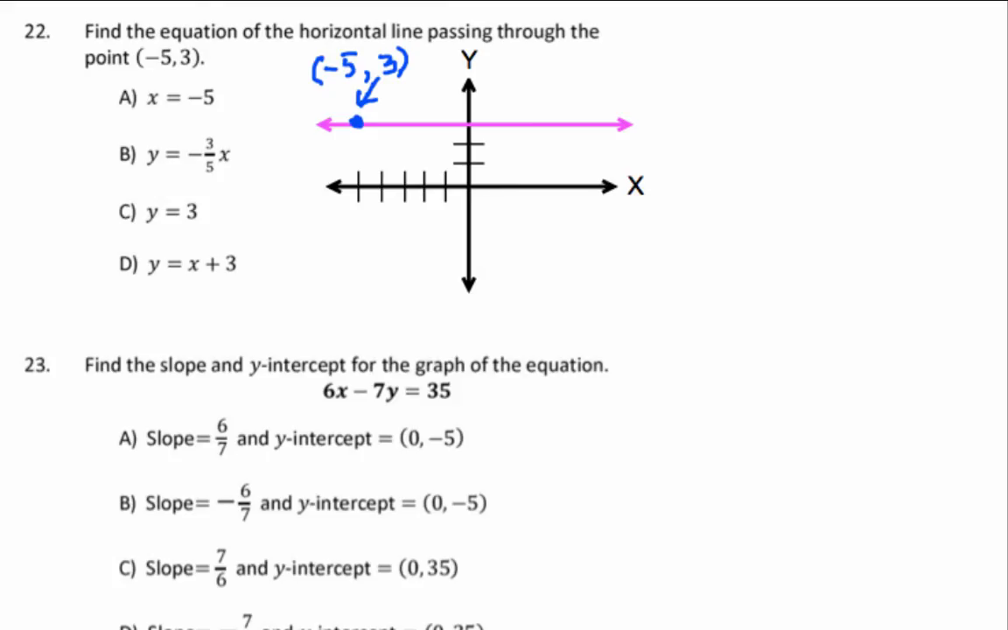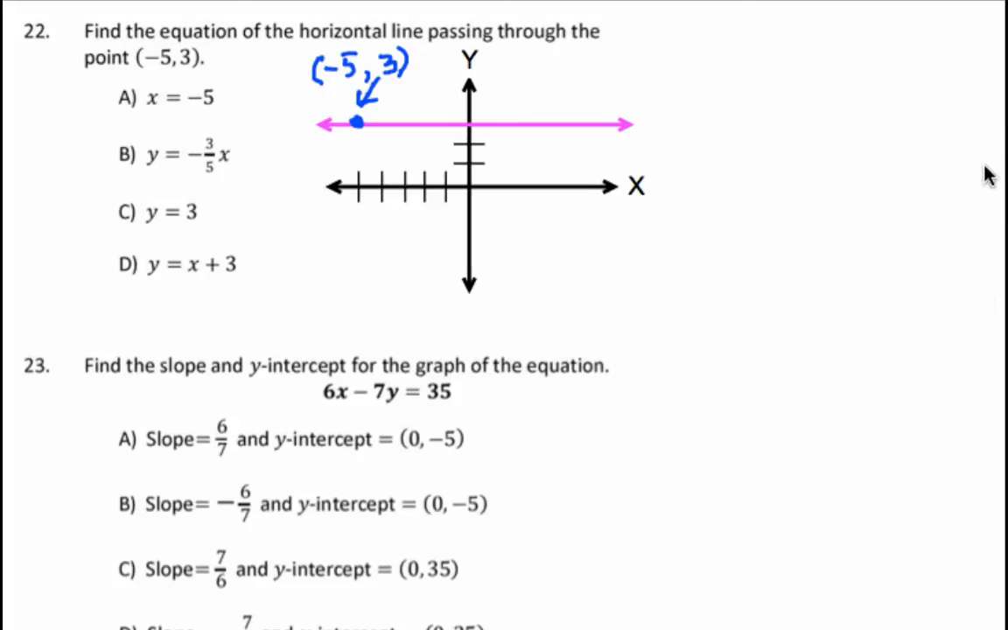Question number 22 asks you to find the equation of the horizontal line passing through the point negative 5, 3. So I've drawn a pair of coordinate axes, and I've labeled the point negative 5, 3, and I've drawn the horizontal line through that point. So which choice is the correct equation?